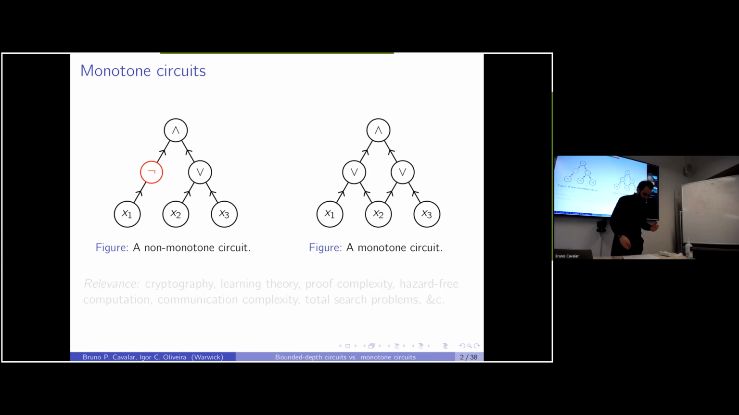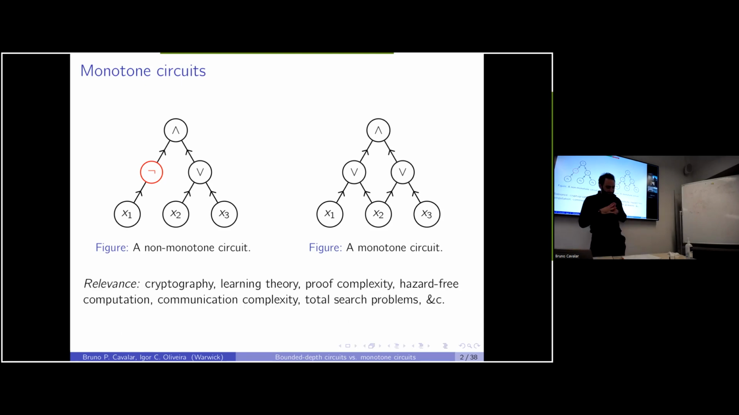When you talk about monotone Boolean functions, one model you can consider for computing them is monotone circuits. The main difference between a monotone circuit and a general circuit is that you don't allow negations. Here you have a circuit with negations. A monotone circuit doesn't have negations, and has lots of applications in all sorts of areas in computer science: cryptography, logic theory, proof complexity, optimization, lower bounds, and so on.